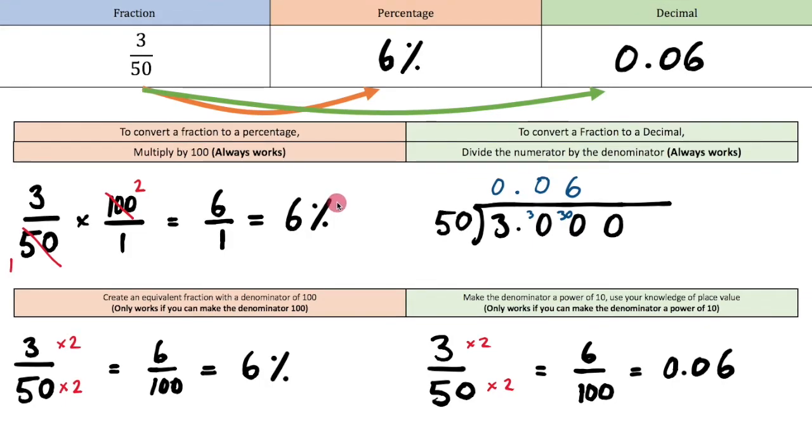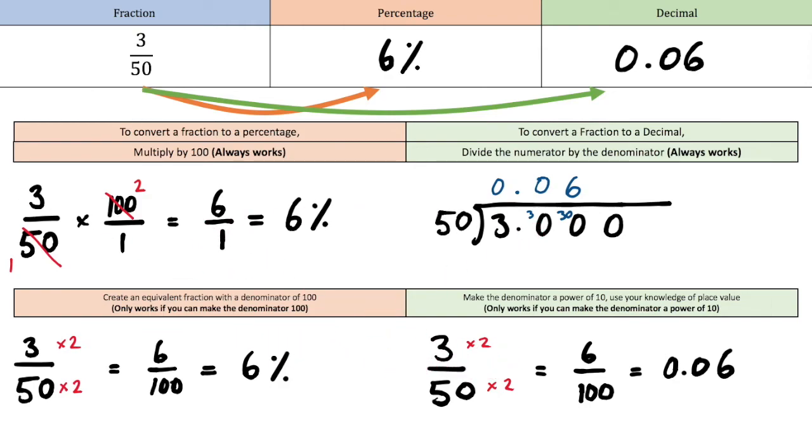Now, before we go on to the next example, I want to appreciate the fact that this method down here, when we made the denominator 100, is a little bit easier than doing this method here, isn't it? And so too, making the denominator a power of 10 is easier than doing this division. So whenever you need to convert a fraction to a percentage or a decimal, you should always keep your eye out to see if these work. And if they do, you should do these instead of these ones right here, because it's quicker.